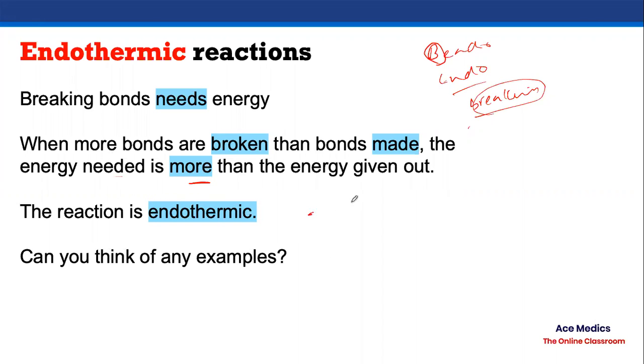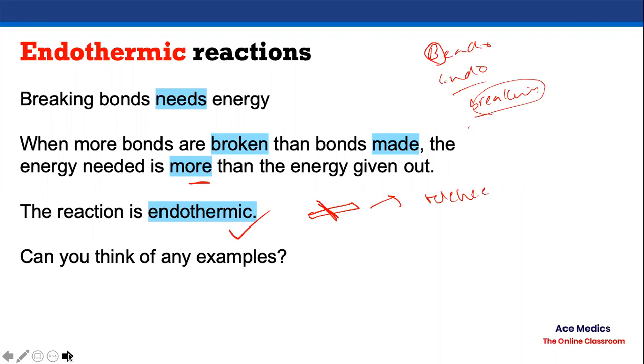Because remember with our stick example, when you're breaking that stick, you need to put energy in. So the more energy is needed. Okay, so this is endothermic reaction. When more bonds are broken than bonds being made, the energy you need to break those bonds is way more than the energy you're giving out, which is what endothermic reactions are.